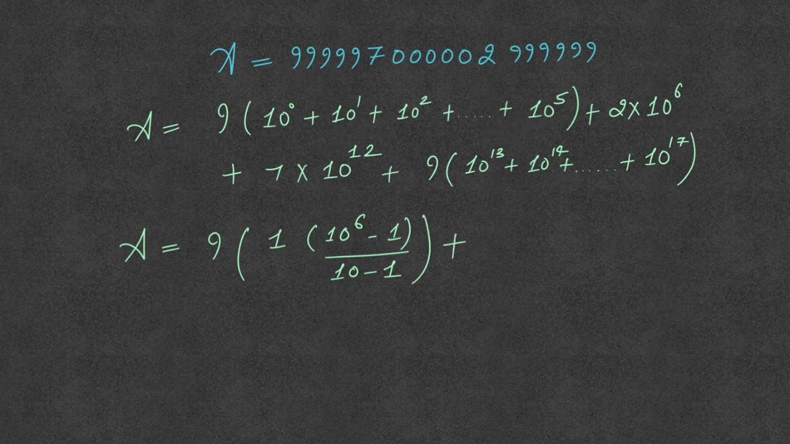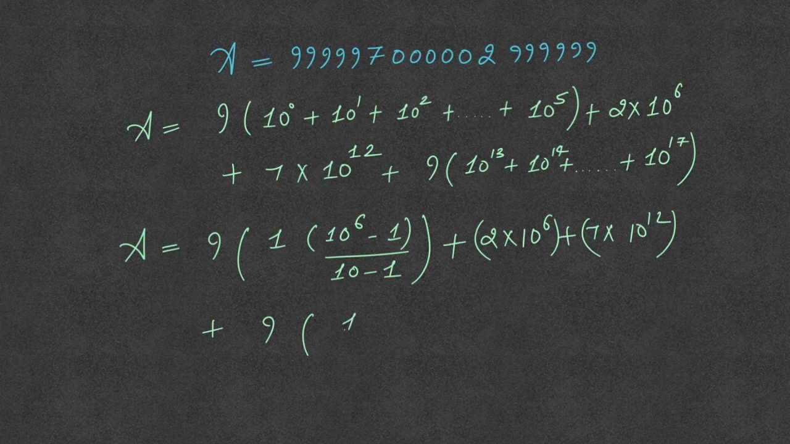plus 2 into 10 to the power 6 as it is, plus 7 into 10 to the power 12 as it is, plus 9 into 10 to the power 13 into 10 to the power 5 minus 1 upon 10 minus 1.